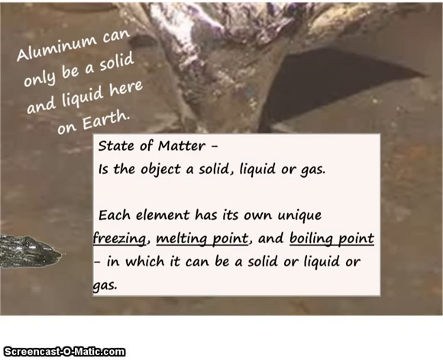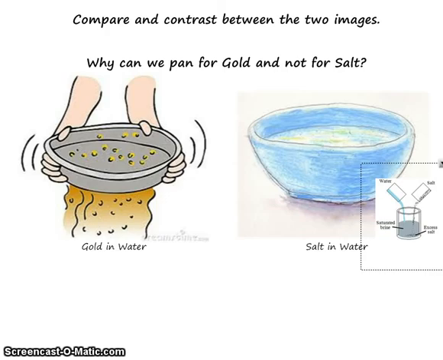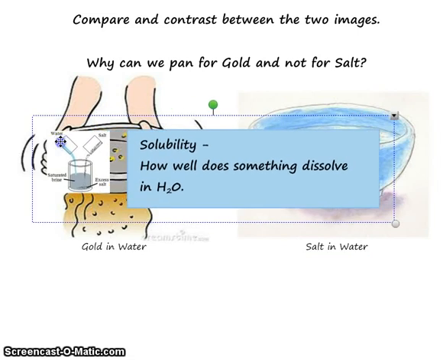Let's look at the last physical property of matter, and that is solubility. Look at these two images here. Can you figure out what solubility is based off of these two images? The idea that we can pan for gold in water, but we can't pan for salt. This is demonstrating the term solubility because solubility is how well does something dissolve in water, or H2O.